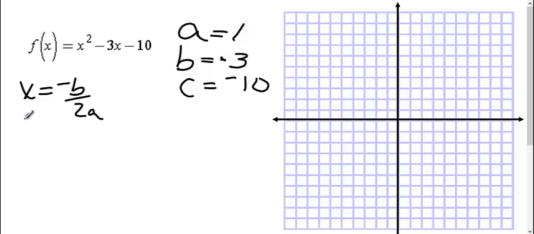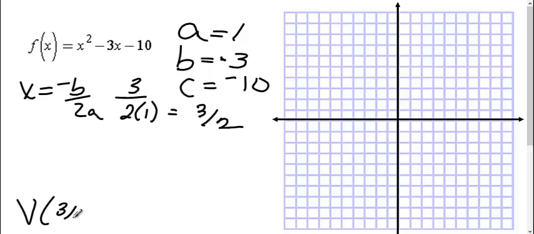So when I plug this in to find my x value, I get the opposite of b, so it's going to be positive 3 over 2 times 1. So my x value is going to be 3/2. So my vertex so far, I have 3/2.